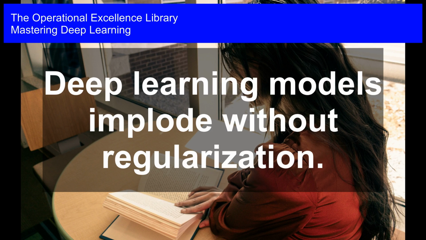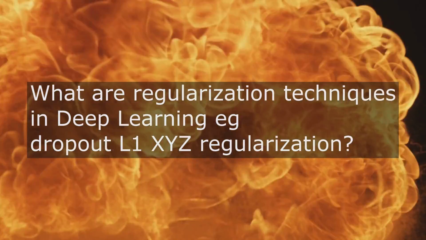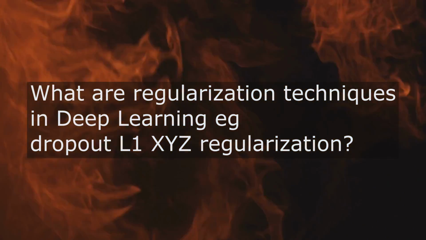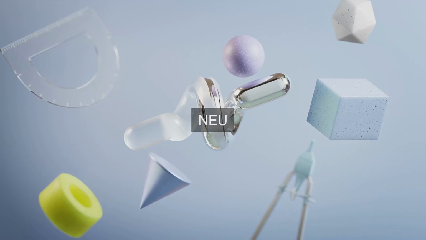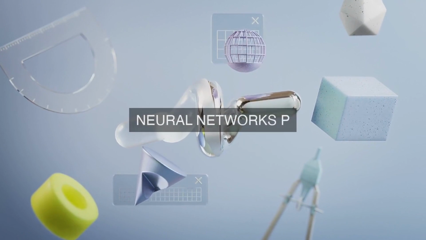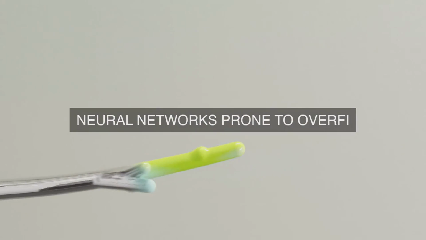Mastering deep learning. Deep learning models implode without regularization. Why are regularization techniques, such as dropout and L1/L2 regularization, essential in deep learning to prevent overfitting and improve the generalization capabilities of neural networks?